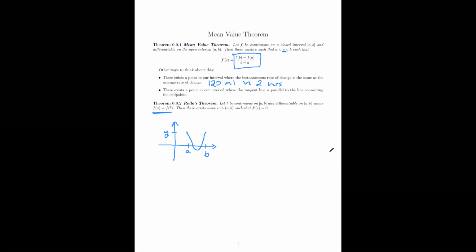So that's all this is saying. It's saying that if I look at my average value, or the slope of the line connecting the endpoints, there's somewhere in that interval where the derivative equals that. So let's take a look at an example.